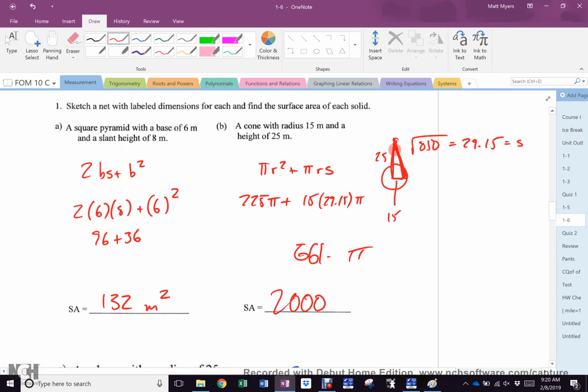By doing Pythagoras. Square of 25 is 625. Square of 15 is 225. Add them together is 850. And at the end of Pythagoras, you always square root.